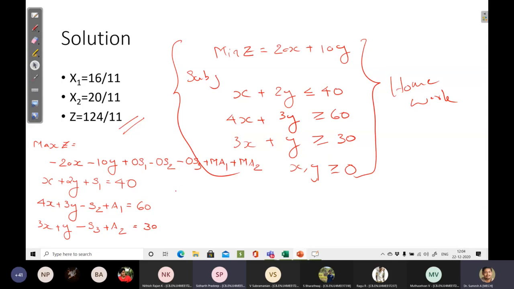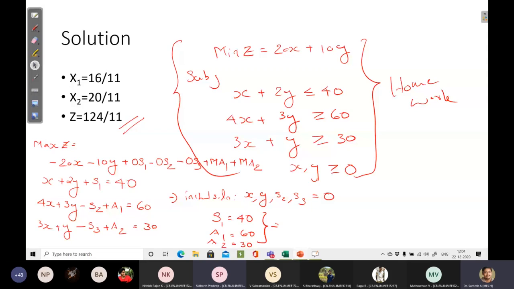Then what is our initial solution? x, y, s2, s3 equal 0. Why should s1 not be put as 0? Because s1 is only there in the first constraint. S1, A1 and A2 will be there. So S1 equals 40, A1 equals 60, and A2 equals 30.